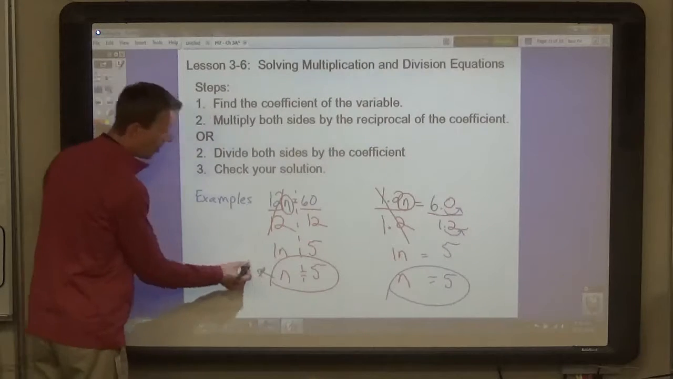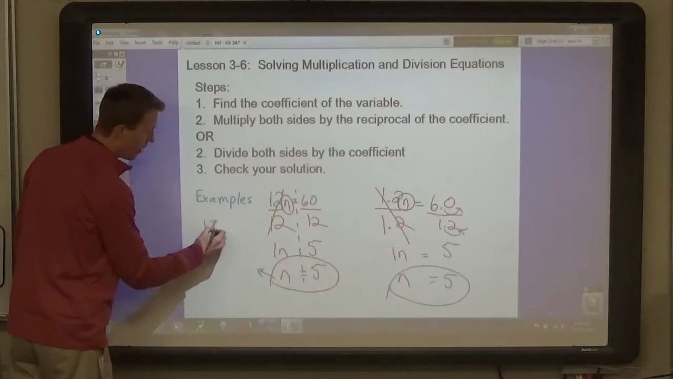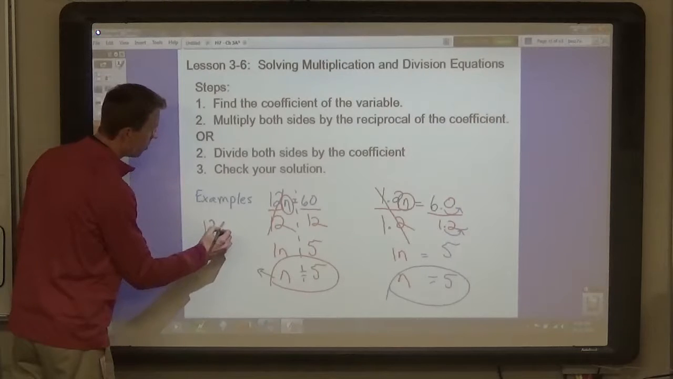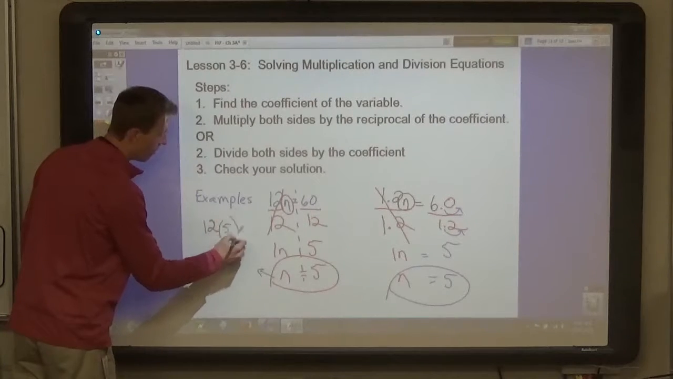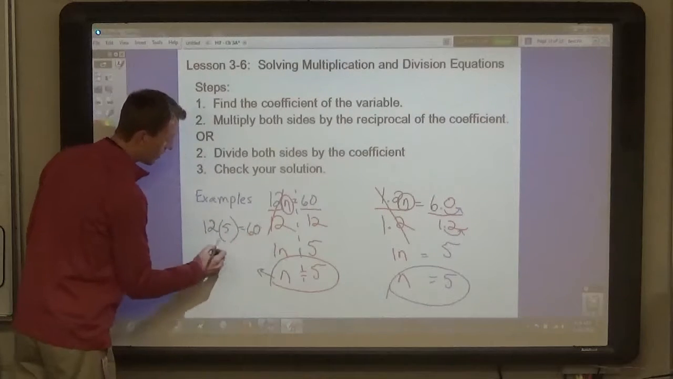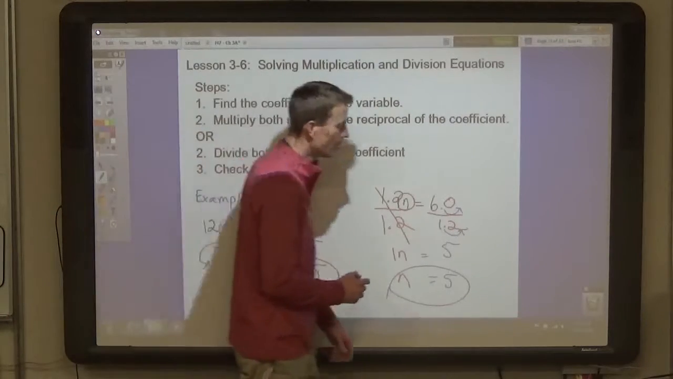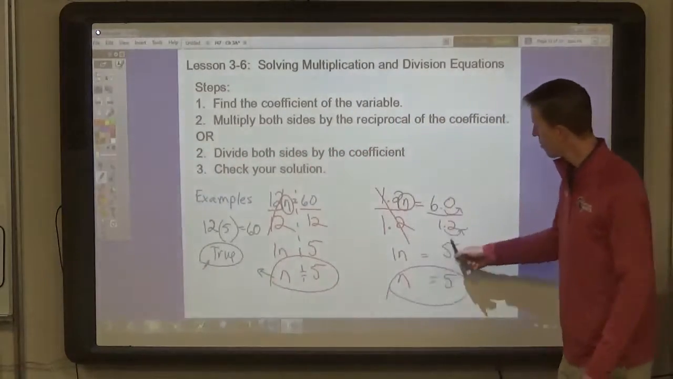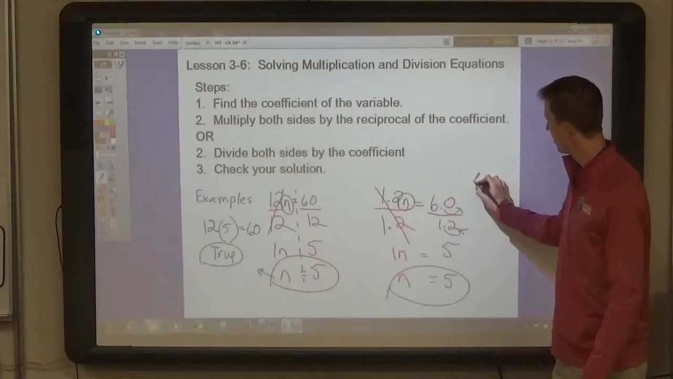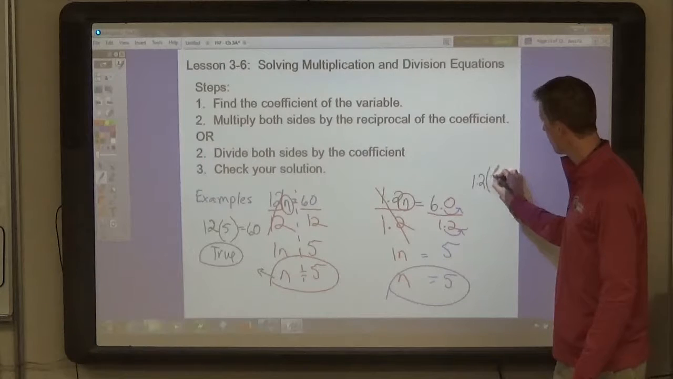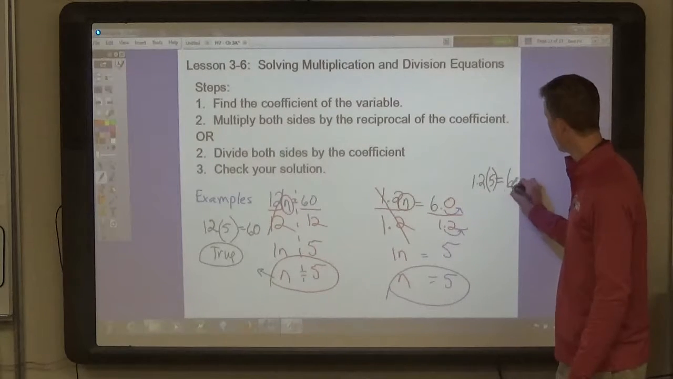Again, you take the solution and put it in place of the variable. That equals 60. And 1.2 times 5 is 6. 1.2 times 5 equals 6.